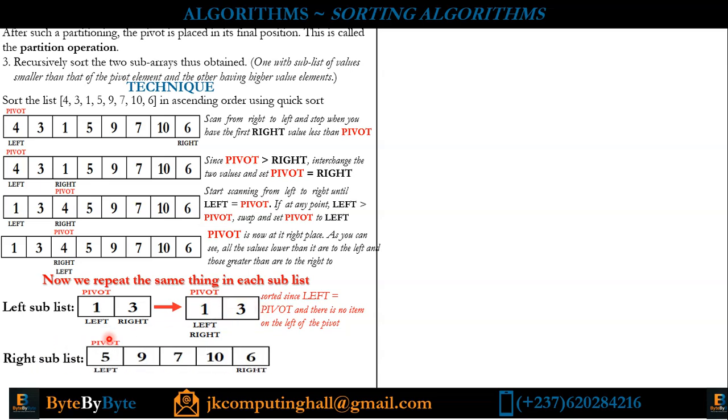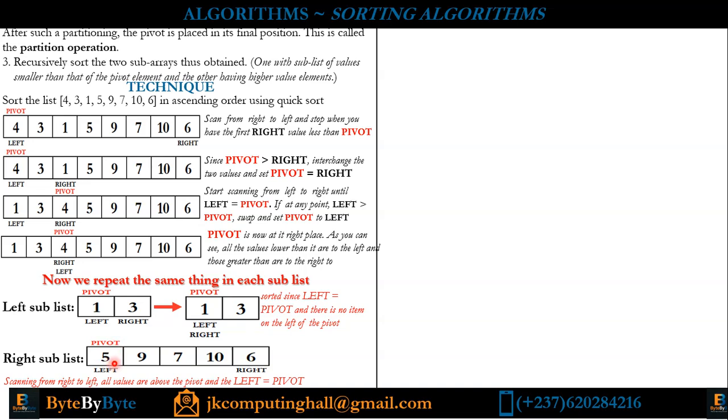When we move now to the right sublist, this is the high sublist 5, 9, 7, 10, 6. Our pivot on the left is the first element, while high is the last element. When you compare, 6 is above, 10 above, 7 above, 9 above, and also pivot and left are equal, and there is nothing again. So this pivot is already at its correct position. Scanning from right to left, all the values are above the pivot and left equals the pivot. So this pivot is at the high position.